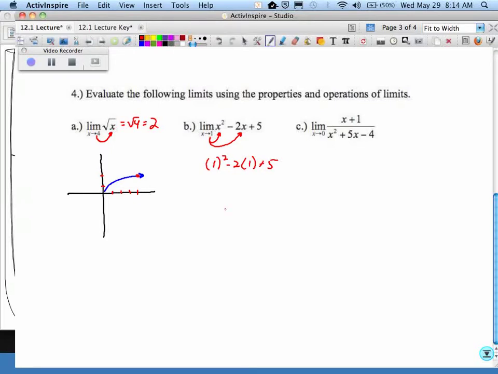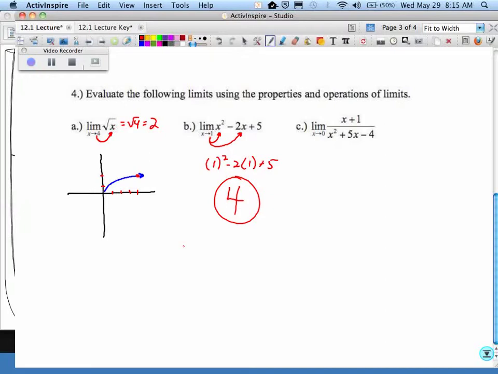Plus 5. Okay. How is it 4? 1 squared is 1. Negative 2 plus 5. So 1 plus 5 is 6. Minus the 2 is 4.